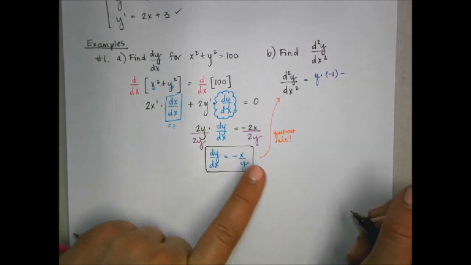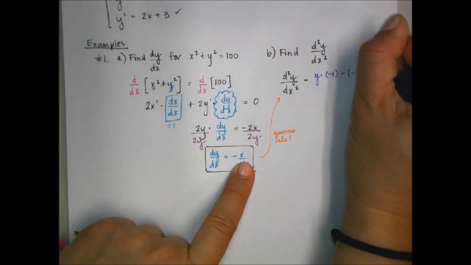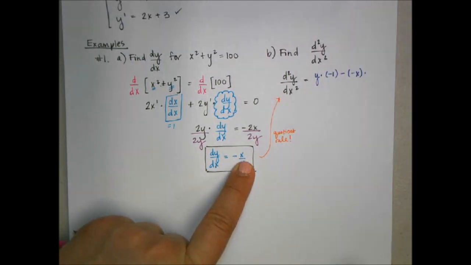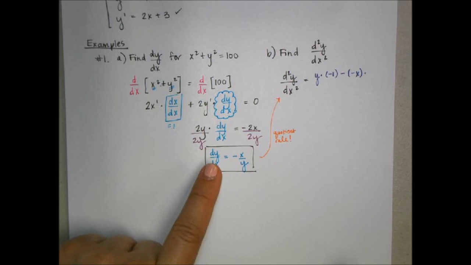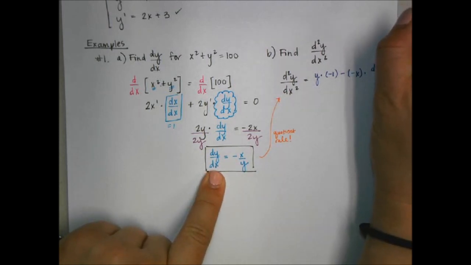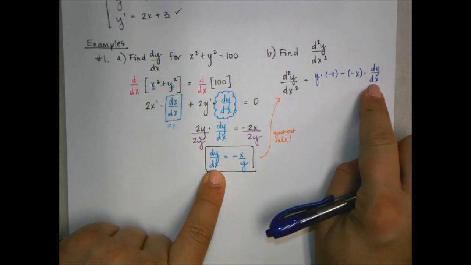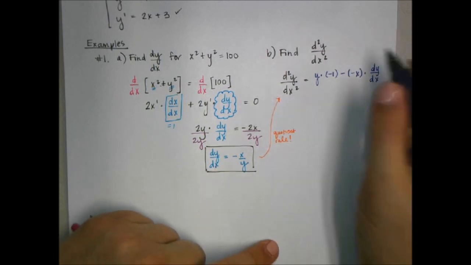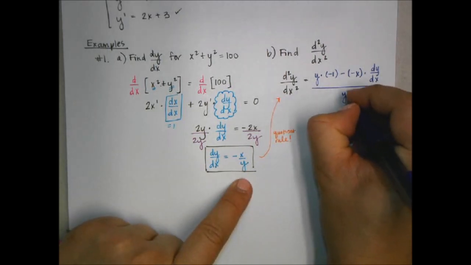So high, the top term, is negative x times the derivative of the low term. So what's the derivative of y with respect to x? So that would be writing dy/dx. Derivative of y with respect to x. That's the derivative of the low term, dy/dx. All over the square of what's below, so y squared.